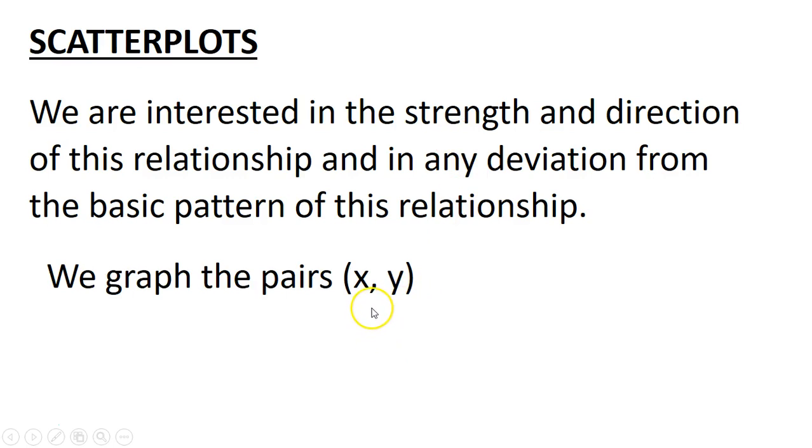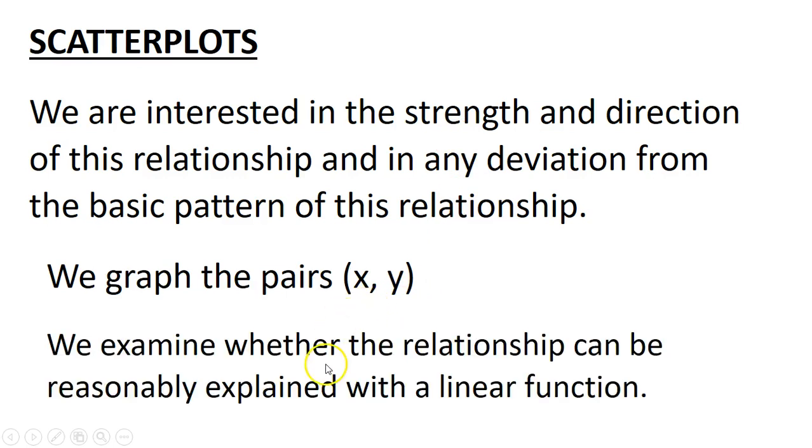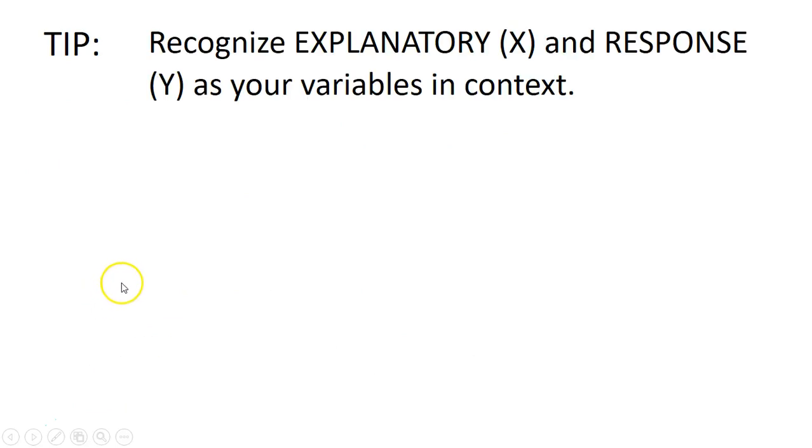So we graph all the pairs. That's what you're taught to do in Algebra 1, and we examine whether the relationships can be reasonably explained with a linear function. Because maybe they can't, all right? You're trying to guess that they can, but maybe they can't. So a tip: recognize explanatory as x and response as y as your variables in context. You've been doing this your whole life, you just haven't seen them written like this. Basically, it's the idea of what you're plugging in and what you get out; your response is what you get.